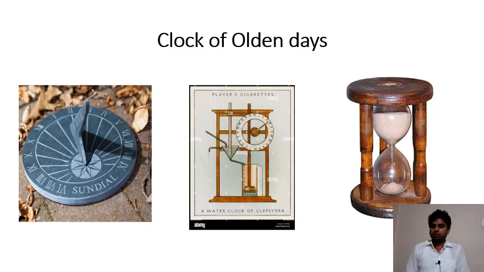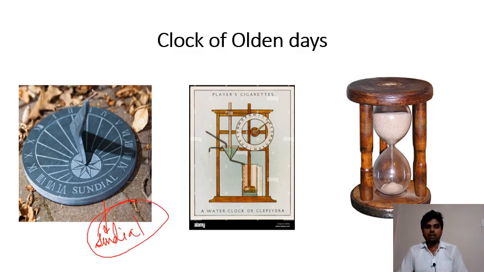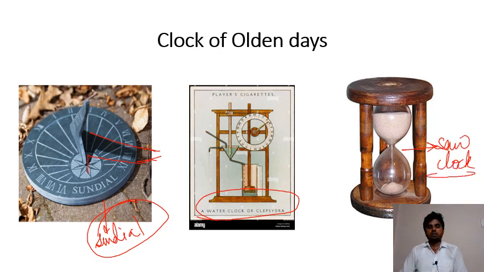Yes, students. The first one is a sundial, and this was used to determine the time by knowing the length of its shadow. The second one is the water clock, that of Cleopatra, and the third is a sand clock. There were many more clocks used by the ancient people, but we have only the sundial, the water clock and the sand clock.